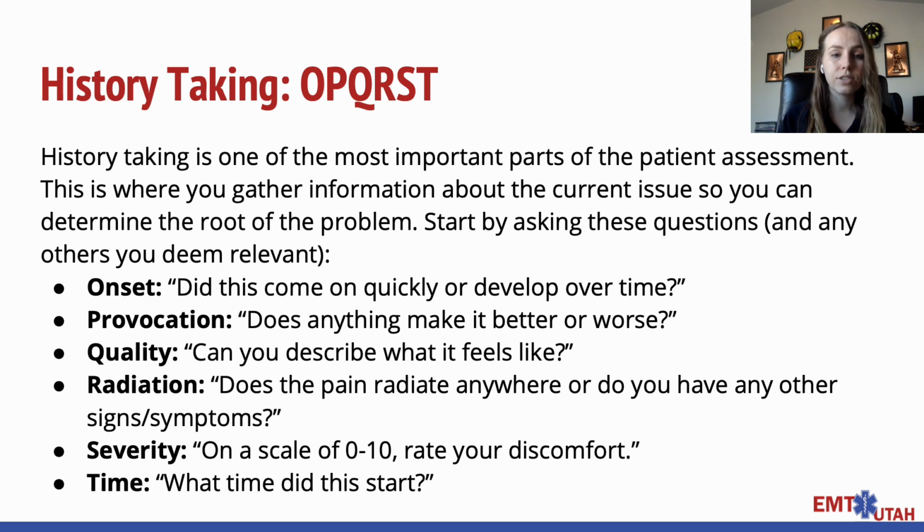S is for severity. On a scale of 0 to 10, can you rate your pain, rate your discomfort? You may need to change this question a little bit if you're having a breathing problem or something that doesn't have pain associated. But you could say like 0 being totally easy breathing, nothing's wrong, 10 being I can't breathe at all, no air is passing through. T is for time, and this is just how long ago this started. What time did it start at?